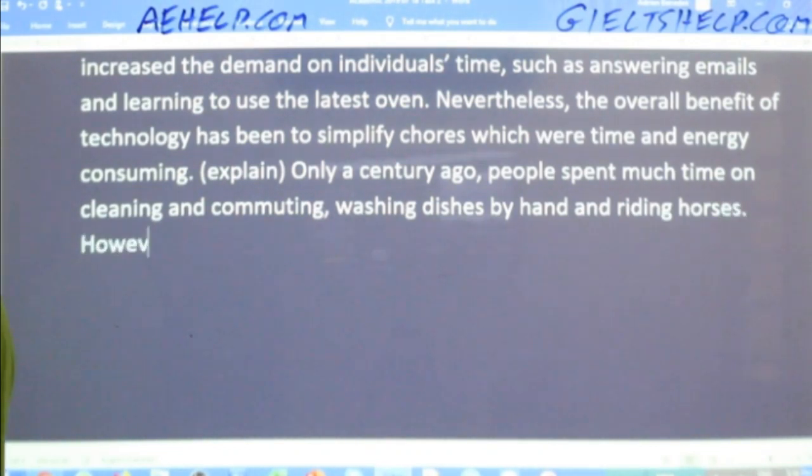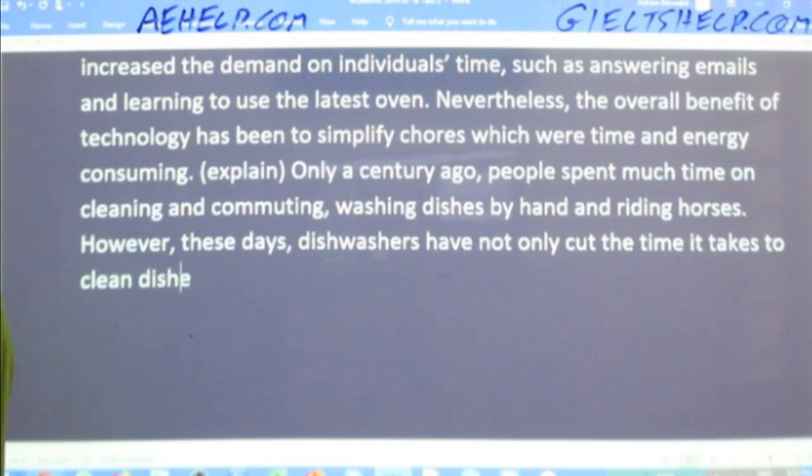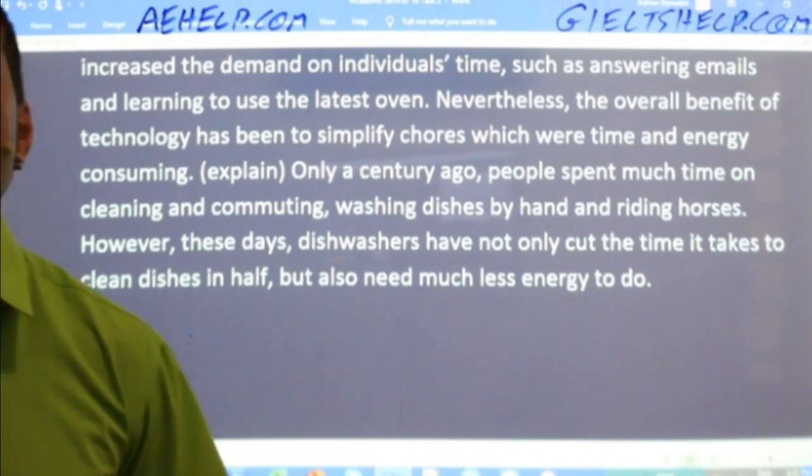However, these days, dishwashers have not only cut the time it takes to clean dishes in half, but also need much less energy to do. Okay, so something like that, I'm just ripping along, but you get the idea.